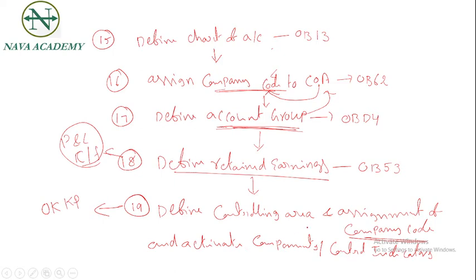Control indicator. Sometimes this error will come. Remember this control indicator. Define control area, assignment of company code and activate components or control indicator. The control indicator error comes at the time of posting sometimes. T code is OKKP. Till now what happened?